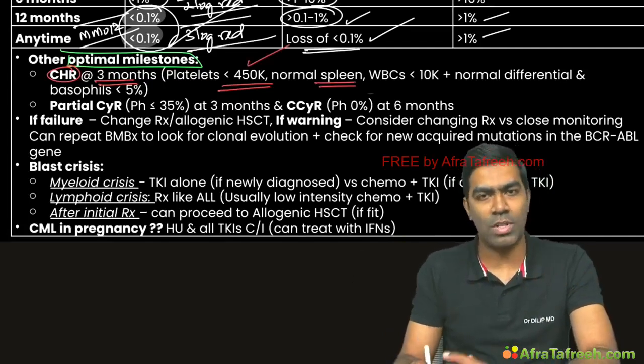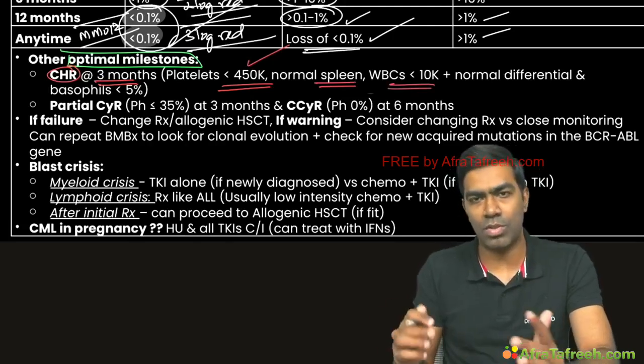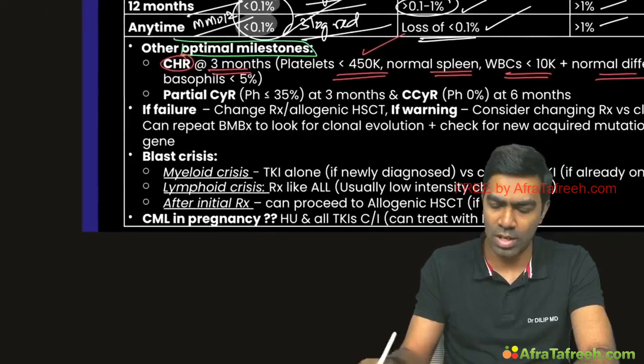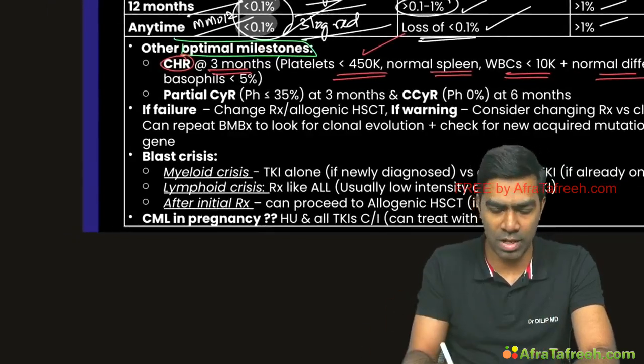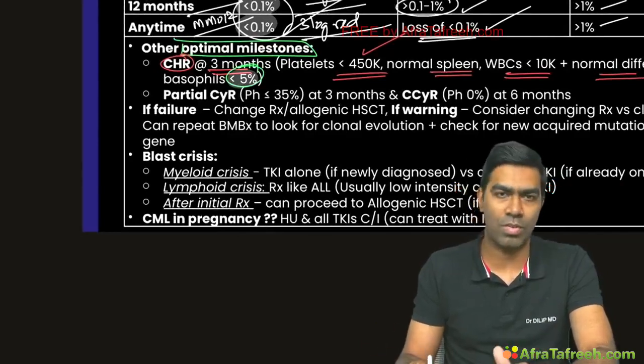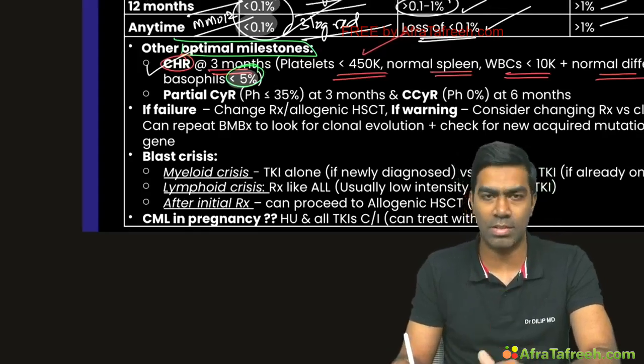And they should have a normal spleen size. The splenomegaly should disappear. And the patient's WBC count should become normal, ideally less than 10,000 with a normal differential count. There will be slight basophilia in most patients with CML, that's acceptable. But the basophil count in the differential count should be less than 5% if you want to call it a complete hematological response. And this should be achieved at 3 months.